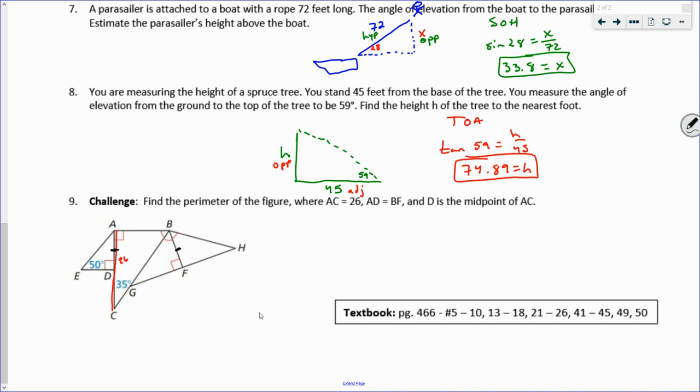D is the midpoint of AC. So that means it's perfectly splitting. So all three of those sides are equal. That's fun. Let's get started.